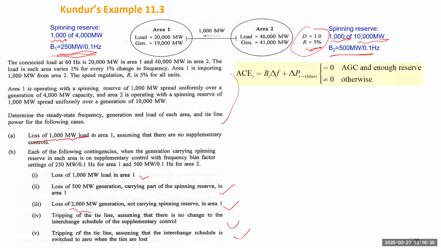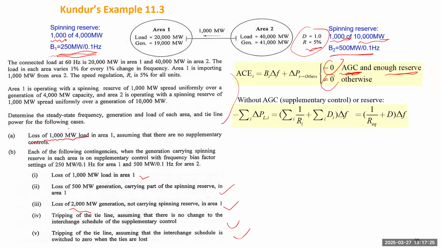All right. So here in this space, I just list all the formulas we need. We already learned them. The first one is ACE, defined to be this combination of frequency deviation and the tie line flow change. Here I use delta P_i to the other because the other is basically just another area. Here we only have 2 areas, but if I have more than 2 areas, for the second item, you need to integrate the export from this area to the neighbors. So if you have AGC and it also has enough spinning reserve, you will go back to 0. Otherwise, it will be non-zero. So keep this in mind.